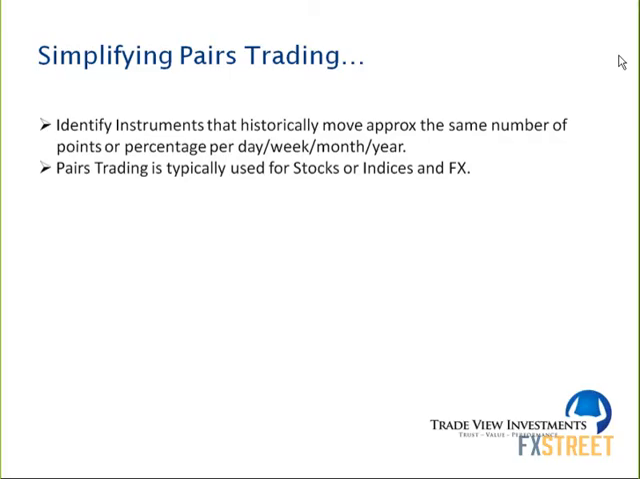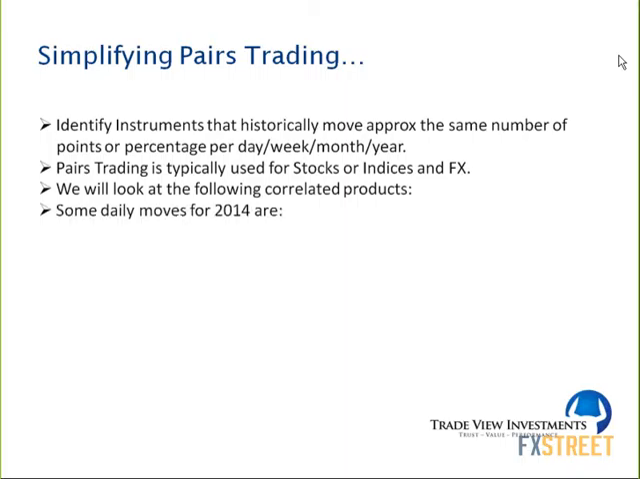Indices, we'll cover those, and some FX products. We will look at the following correlated products, okay? And some of the daily moves for 2014 for these particular products are approximately this. The DAX and the FTSE. So the DAX is the German market, and the FTSE is the UK market. The DAX has moved approximately 113 points a day. The FTSE's moved about 57. Okay, that's just for 2014.